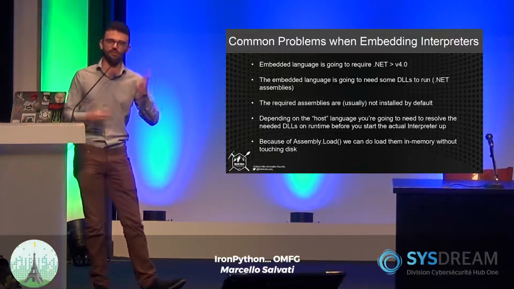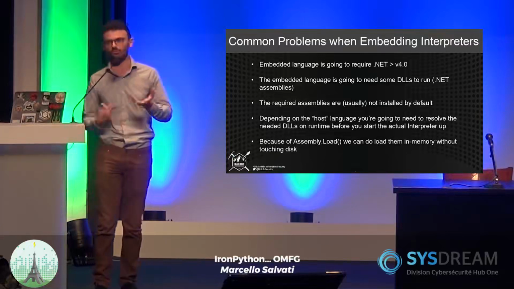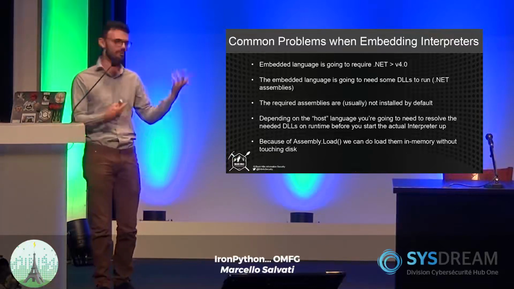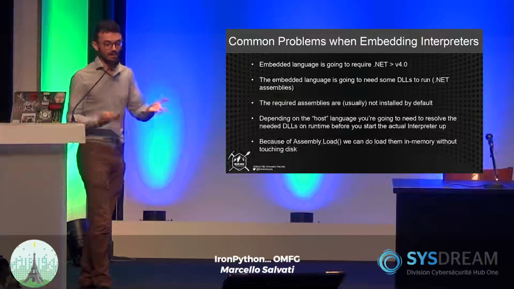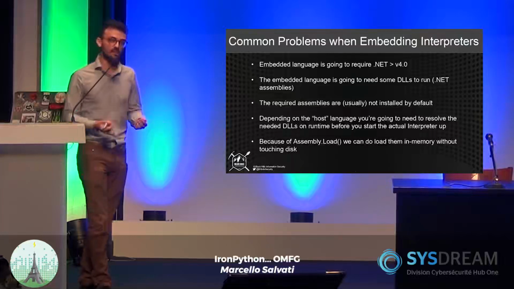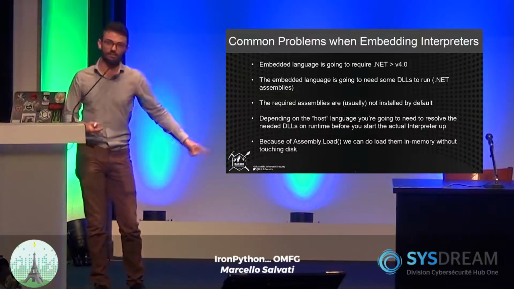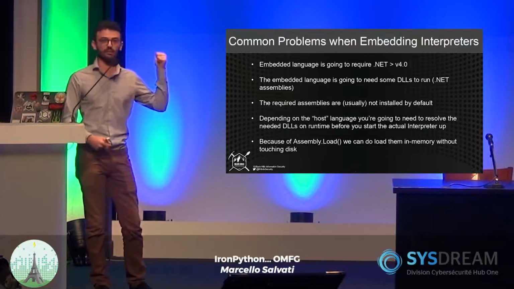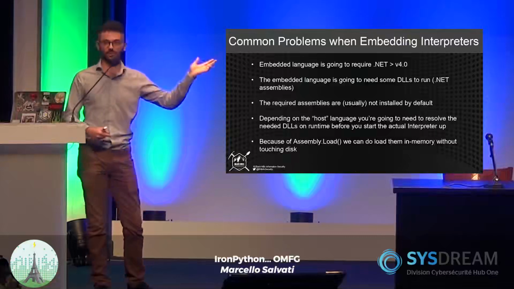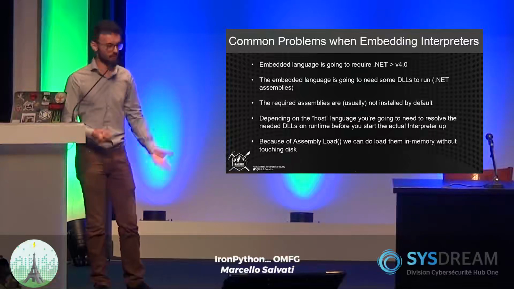That's because the scripting capabilities of .NET Framework were introduced in 4.0 with the DLR as opposed to the CLR. The embedded languages are going to need some DLLs that are not installed by default. But since they are .NET assemblies, we can usually just call assembly.load on them and download them from the internet, and you take care of that problem pretty fast.